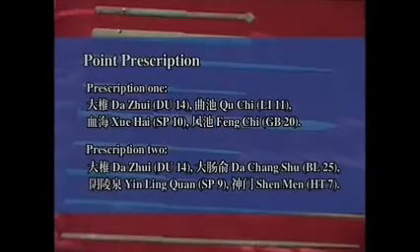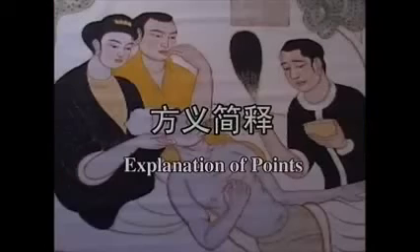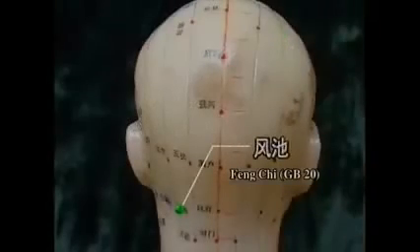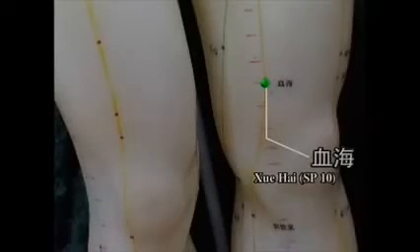Point prescription. Prescription 1: Du 14, Large Intestine 11, Spleen 10, and Gallbladder 20. Prescription 2: Du 14, Bladder 25, Spleen 9, and Heart 7. Explanation of points. In prescription 1, use Du 14 to purge heat. Gallbladder 20, Large Intestine 11, and Spleen 10 to course wind and clear heat type dormant papules.